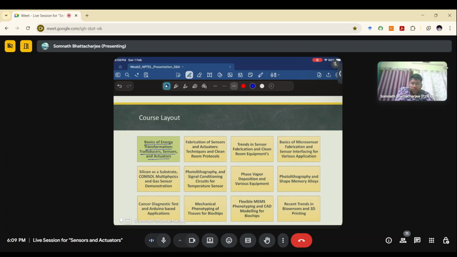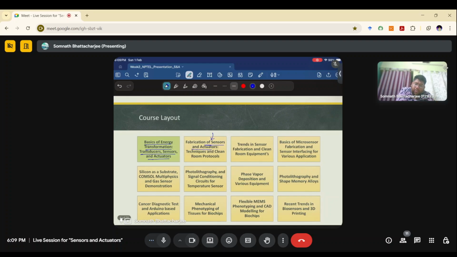What are sensors, what are actuators, and what are transducers? Now we need to go more in depth: how these devices are fabricated, how an actuator or a sensor is fabricated, and what techniques are involved. There are multiple techniques. Previously we learned the very basics of MEMS, that is microelectromechanical systems. There was NEMS as well. In this course we are mostly focusing on MEMS because we are only talking about the micro domain, but NEMS will also have similar techniques used and similar protocols maintained.